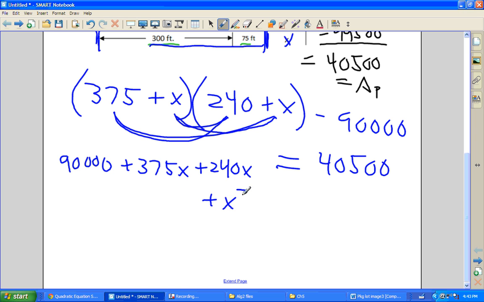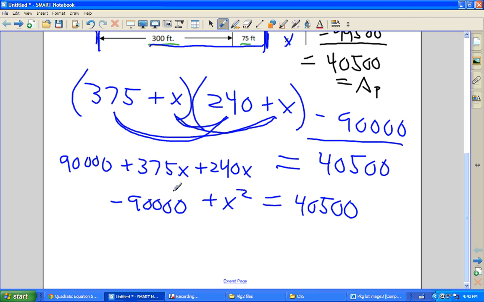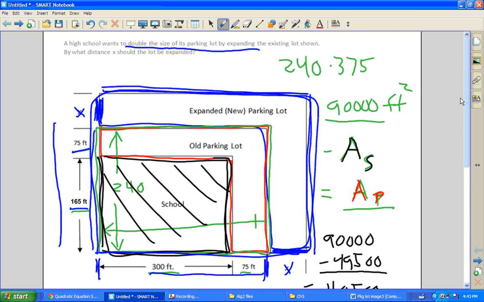So I'm sorry it goes onto two lines, but it's still equal to 40,500, right? Because this was the area of the, oh, I lost something here, minus the 90,000. Don't forget that, minus 90,000, right? So this polynomial here was the big gigantic blue rectangle, the whole thing, minus the green rectangle, 375 by 240, and that's the area of the blue.